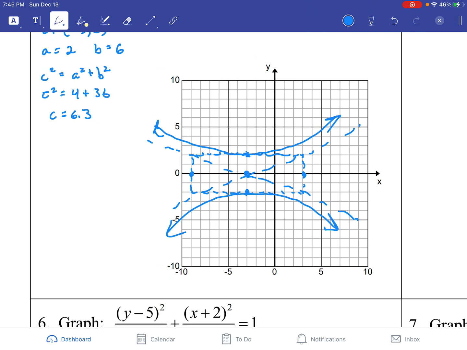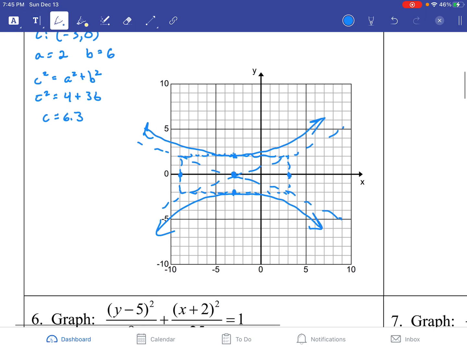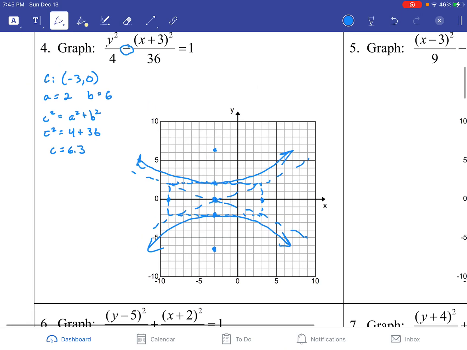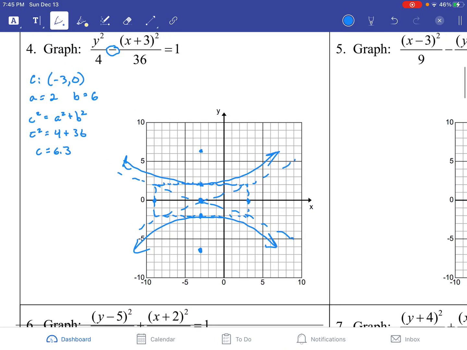All right, and then I have to draw in the focal points. So I'm going 6.3 up and down from the center. So 2, 3, 4, 5, 6 and a little bit. 5, 6 and a little bit. So there is my graph for the first hyperbola.